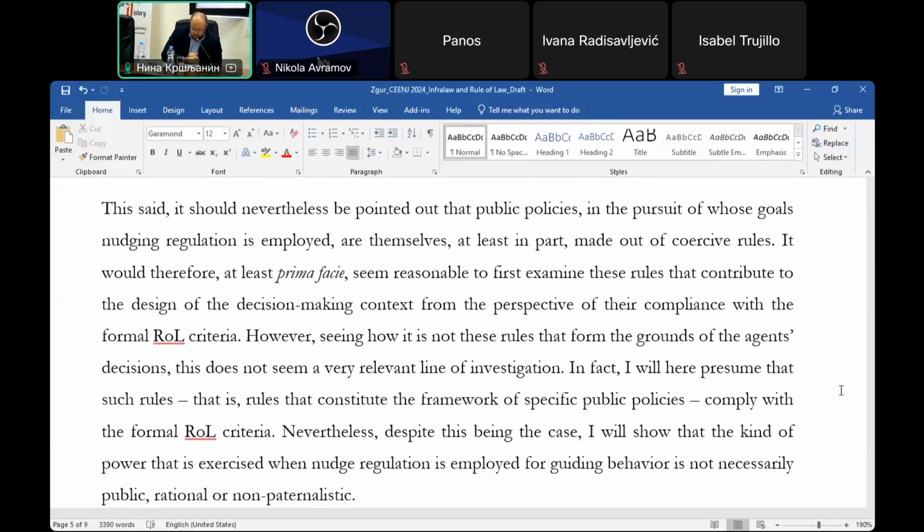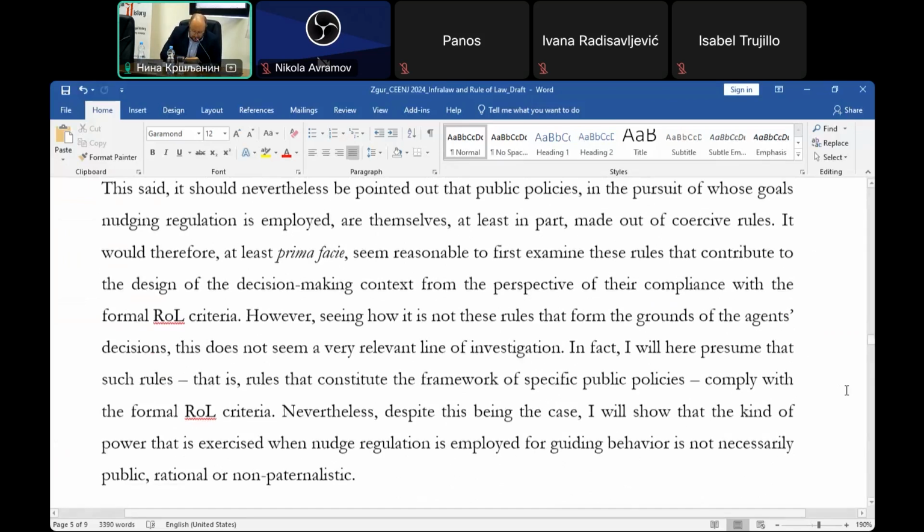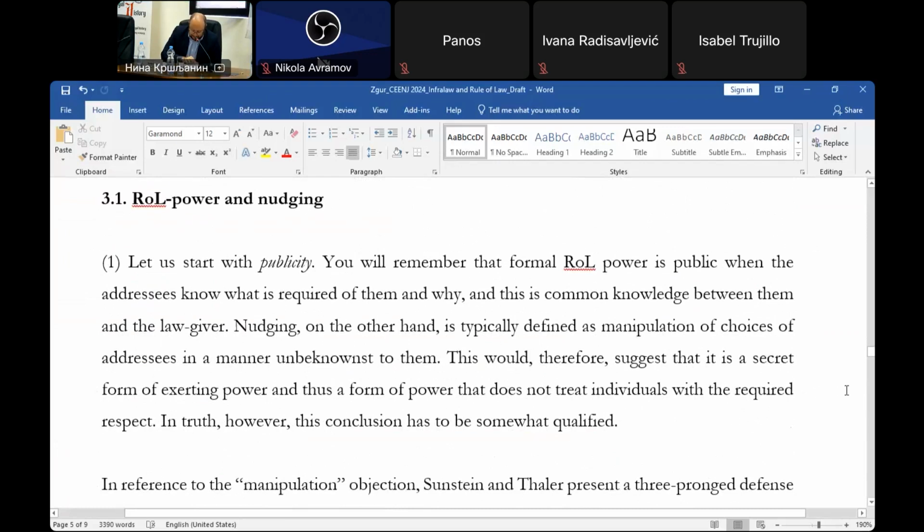In fact, I will here presume that such rules, that is, the rules that constitute the framework of specific public policies, comply with the formal rule of law criteria. Nevertheless, despite this being the case, I will show that the kind of power that is exercised when nudging regulation is employed is not necessarily public, rational, or non-paternalistic. So let's start with publicity.